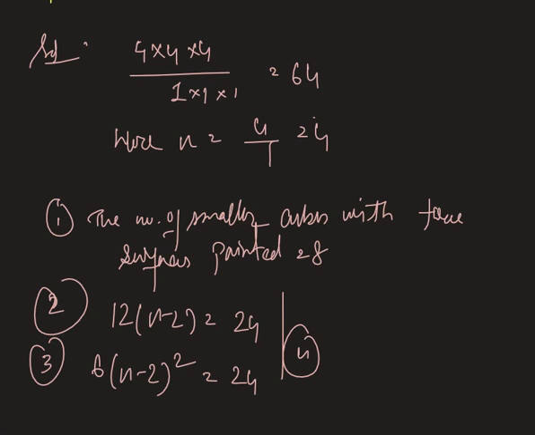And lastly, the number of smaller cubes with no surfaces painted is (n minus 2) whole cube, which results in 8. Here n is equal to 4.